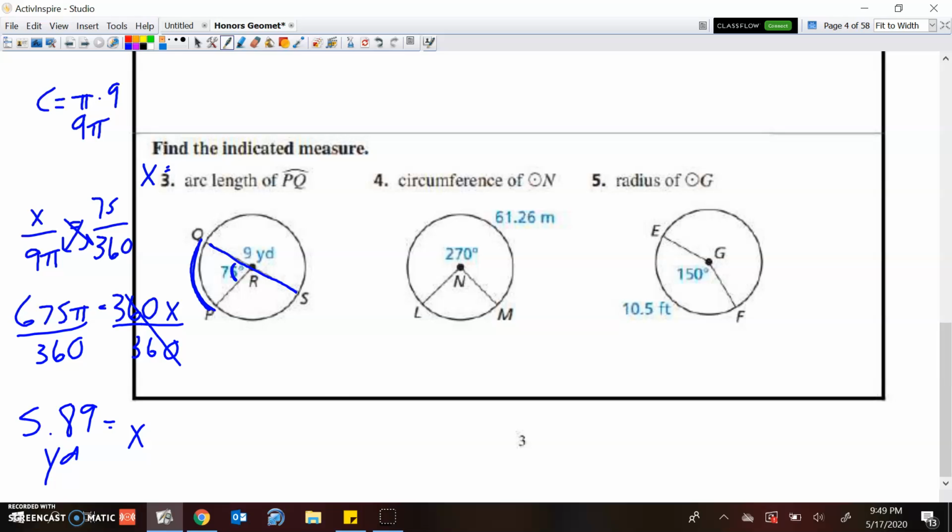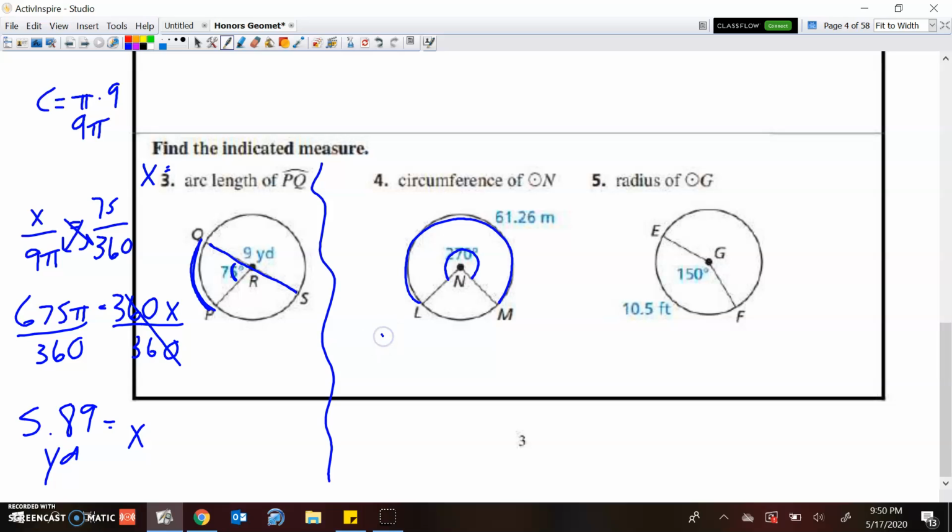All right, so now let's try number 4. The circumference of circle N. If I look at what they're giving me information about, this major arc. There's no other point, so I can't call it arc LNM or something. That's not given, but I have the arc length of this major piece, 61.26, and I have the degree measure of that major piece.